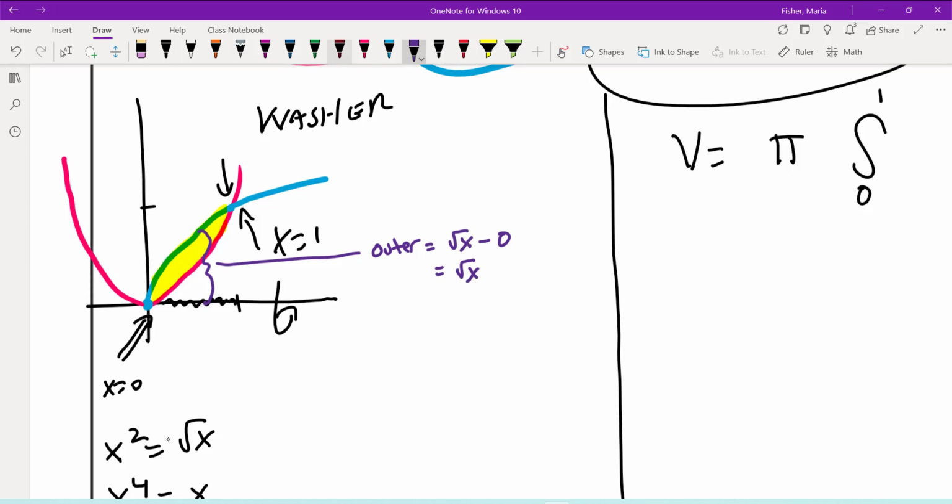My inner radius is going to be the closest part of the yellow region, all the way down to the axis of rotation. So that's going to be the pink, all the way down to the axis of rotation. My inner radius is going to be the pink, which was x squared, all the way down to the x-axis, which is minus 0, or just x squared. My outer radius is the square root of x, and my inner radius is x squared.